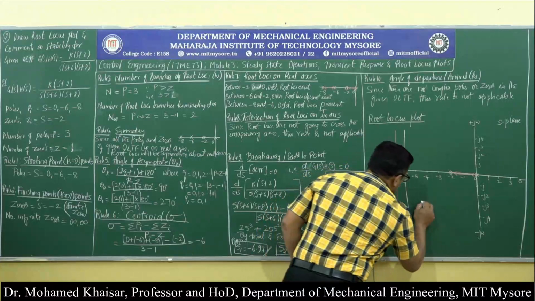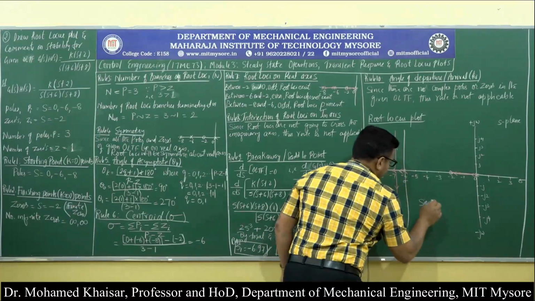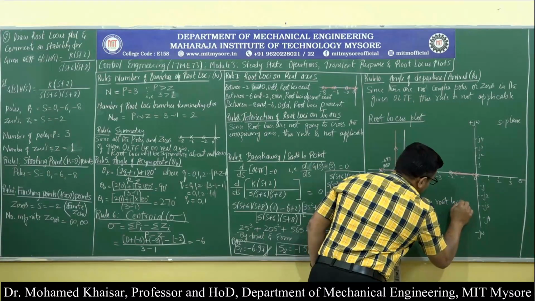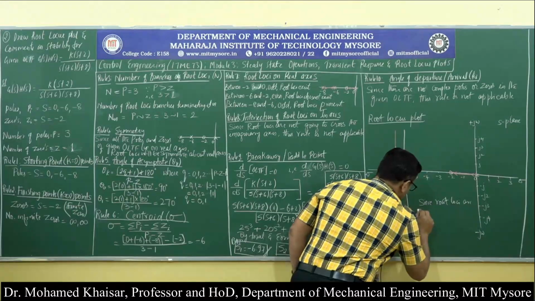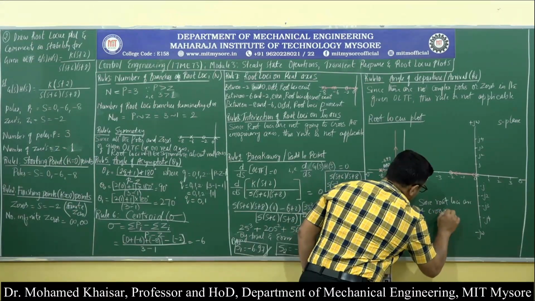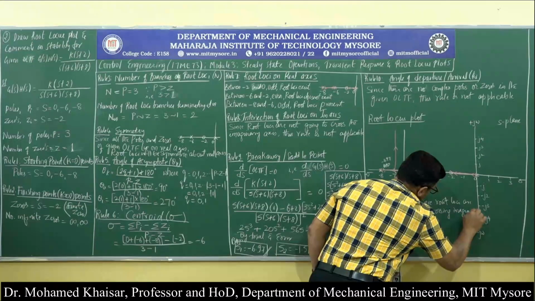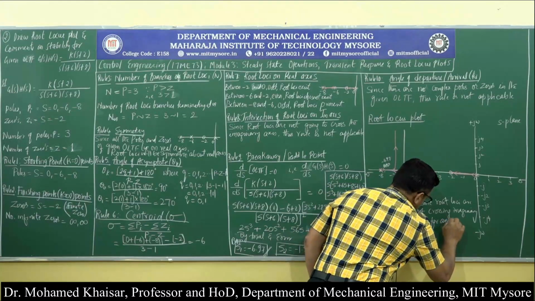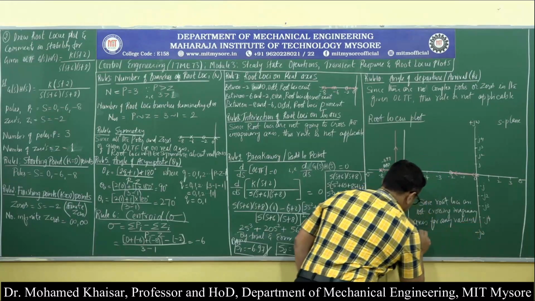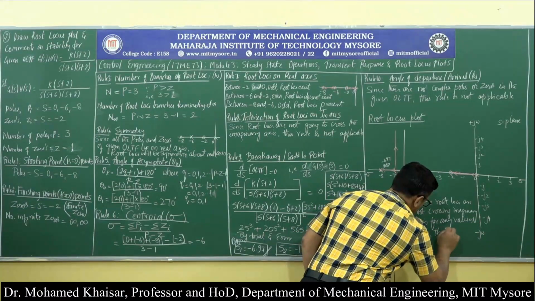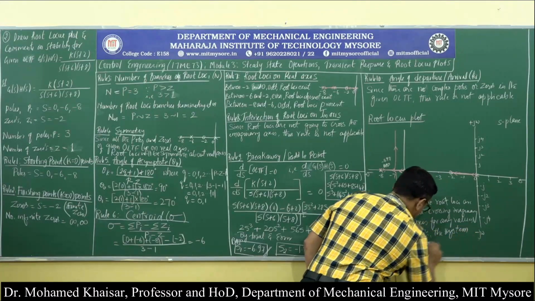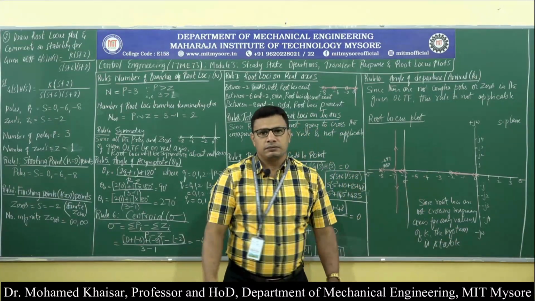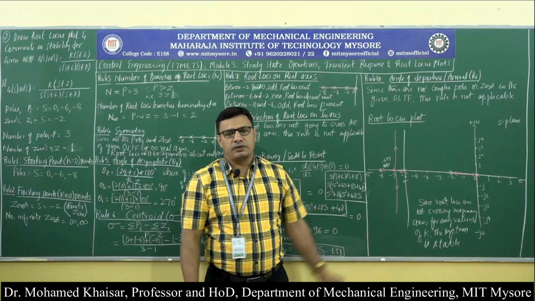So, since root loci are not crossing the imaginary axis for any values of k, the system is stable. Okay, for any value of k, the system is going to be stable.